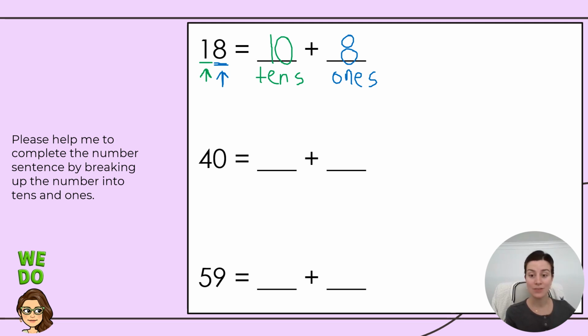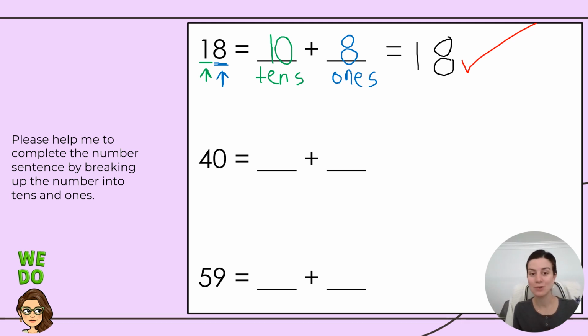Okay, vice versa, if I want to check my work, what does 10 plus 8 equal? 10 plus 8 equals 18, which means this is correct. If you need to catch up with me, pause this recording. You can write that out. That way you're practicing. Go ahead and press play when you are ready to continue with the second one.